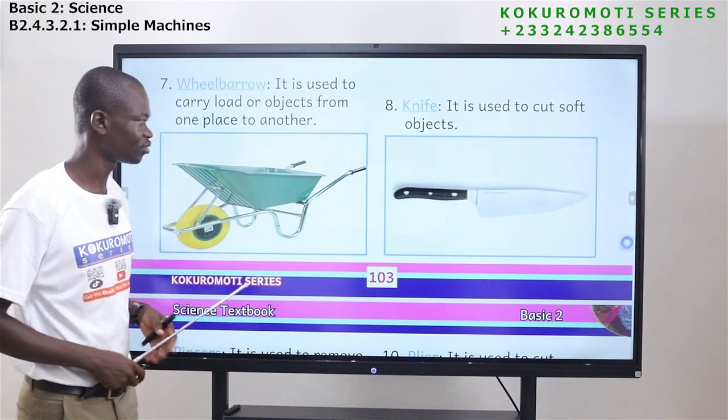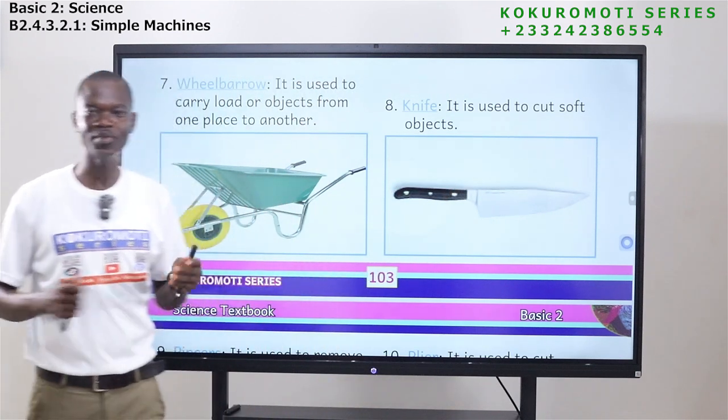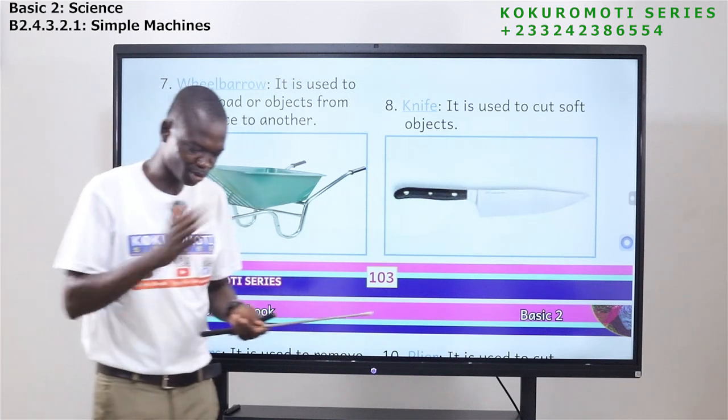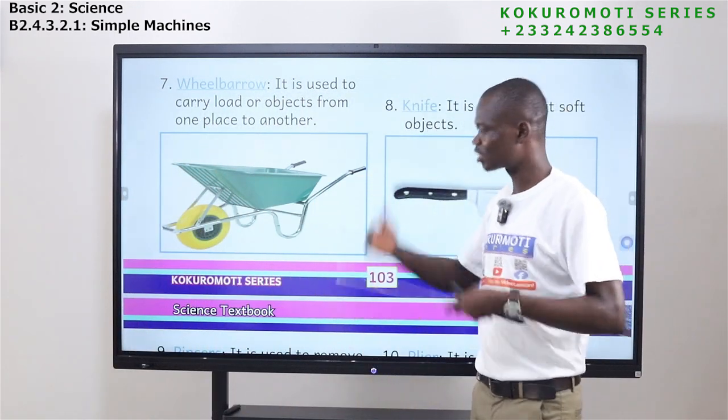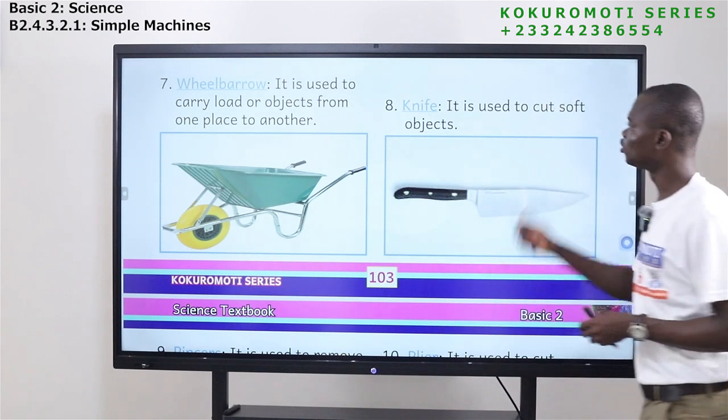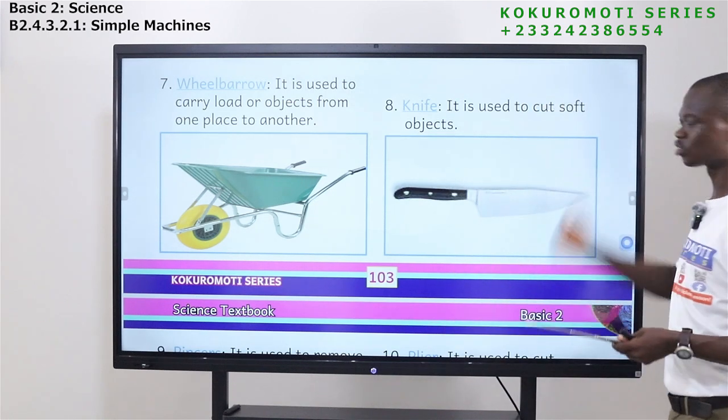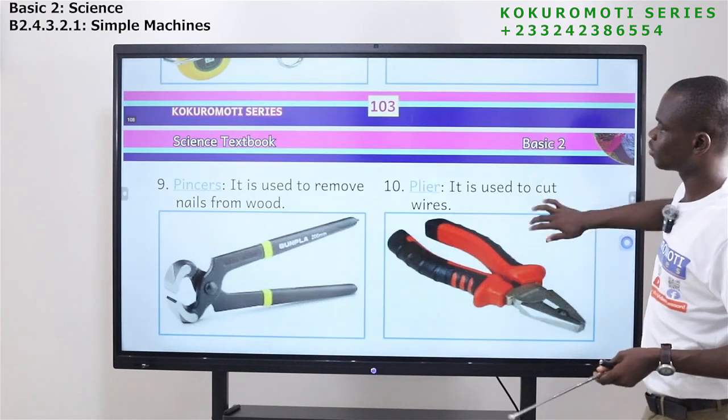So if you have a knife and you want to prepare some cabbage stew, you what? You chop it. Or you slice it. So we use a knife to cut soft what? Objects. Let's come to this side.